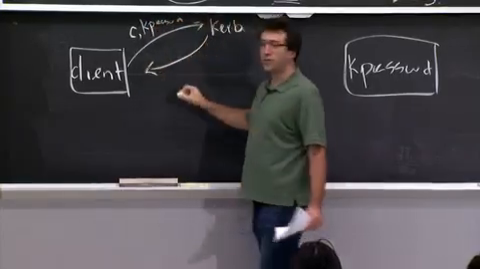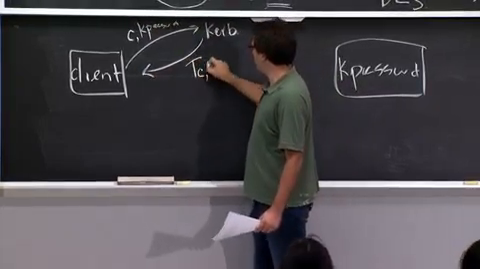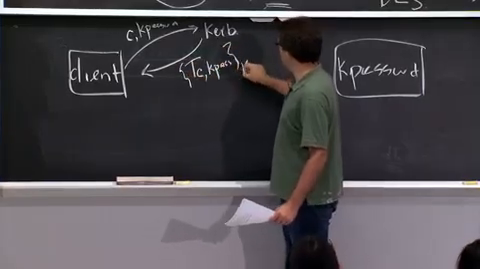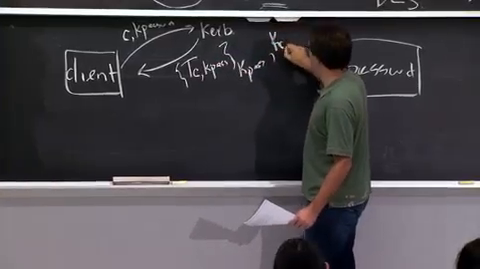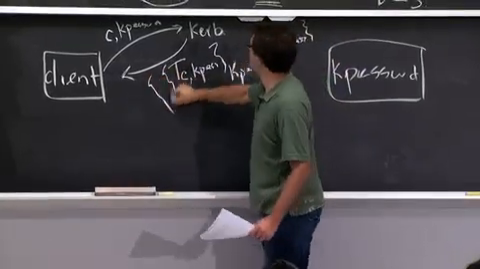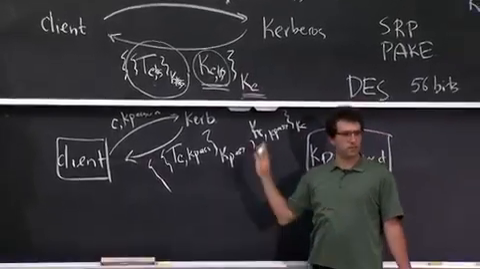And the Kerberos server is going to send a response back, including the ticket between the client and the kpassword service, encrypted with the key of kpass, and the shared key between KC and kpass. Makes sense? This is exactly this thing up here, encrypted with KC. Make sense? Everyone's on board?